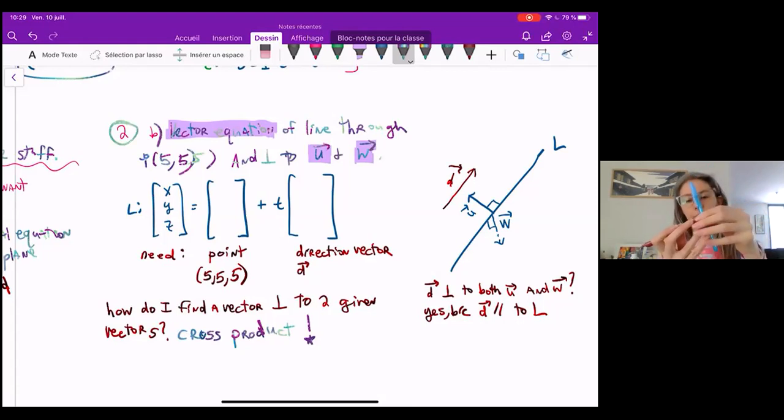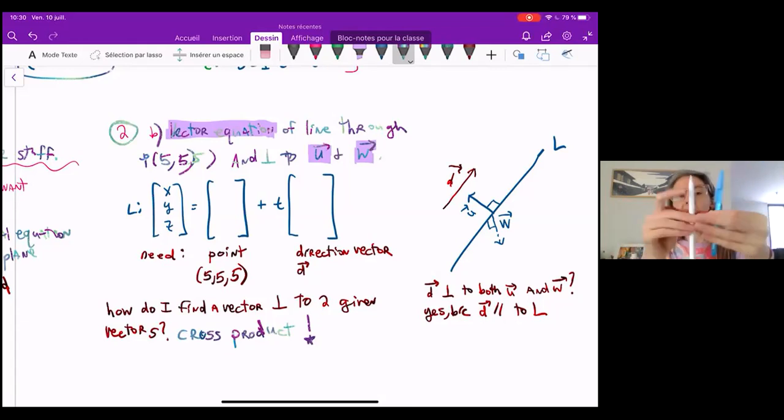Then red pin is one of my direction vectors. Let's say that red pin is U. And let's say that white pin is parallel to the line. Is white pin also perpendicular to red pin? Yeah. So in other words, if red pin is perpendicular to the line and white pin is parallel to the line, then white pin is also perpendicular to red pin.